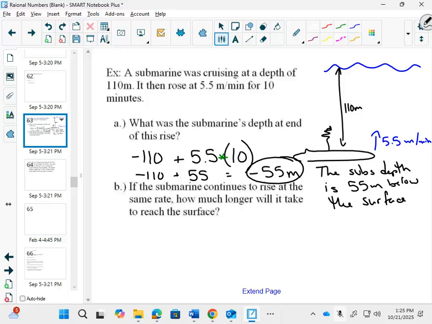Now it went up 55 meters in 10 minutes, and now you're still 55 meters to go. Does it make sense that it would take another 10 minutes to get back to the top?